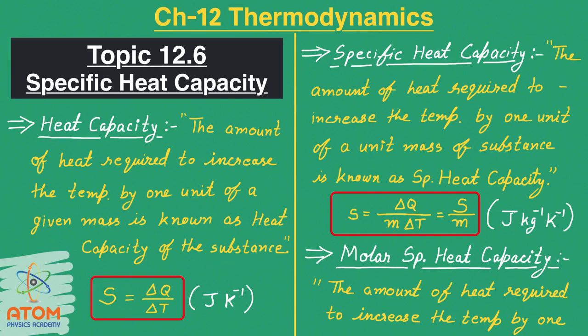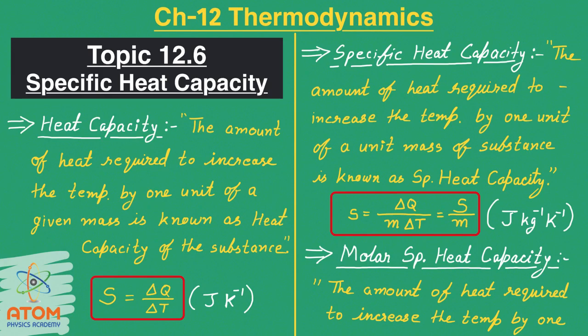That is denoted by capital S, and obviously capital S will be equal to delta Q upon delta T, where delta T is the change in temperature and delta Q is the heat supplied. Obviously from this you can say the unit will be joule per Kelvin, right?